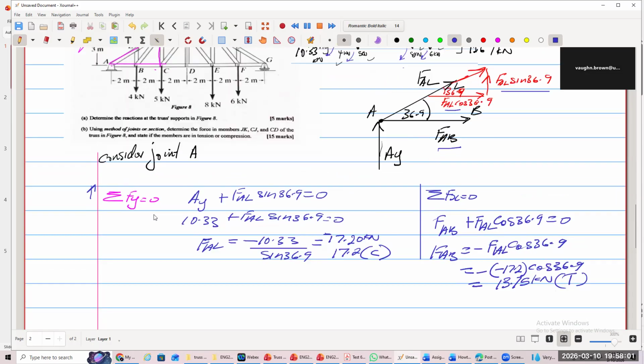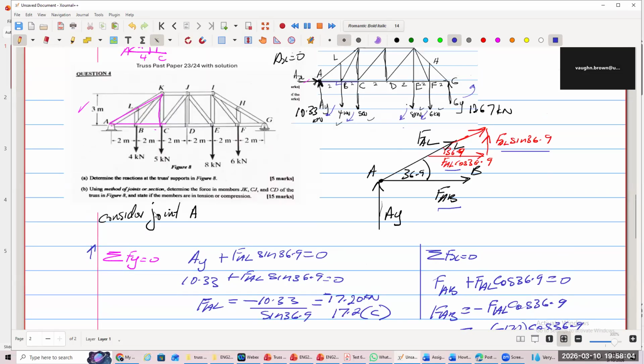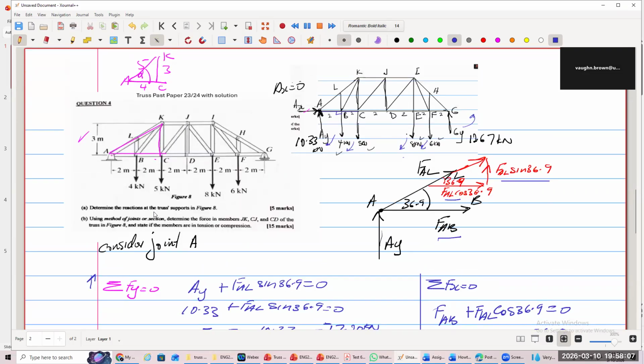Now that we have done that, guys, we can consider another joint. I want to tell you how I am going to consider another joint, because our objective is to reach up top. We may not get there by method of joints, because it's a little long, but I want to go as far as possible to show you. The next joint I must take is one with just 2 unknowns.